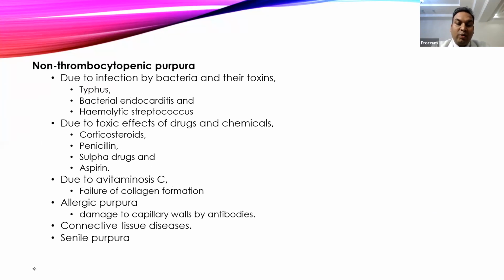Then come to non-thrombocytopenic purpura, where the actual platelet count doesn't decrease, but the platelets or blood vessels are damaged, like because of infection, endotoxins will damage the blood vessels and cause purpura. Then various drugs like steroids, penicillin, sulfa drugs or aspirin can also damage the blood vessels and cause purpura. Then deficiency of vitamin C causes scurvy, which causes failure of collagen formation, so there are poor blood vessels, and that leads to purpura formation. Then allergic purpura, connective tissue disorder, and also senile purpura.